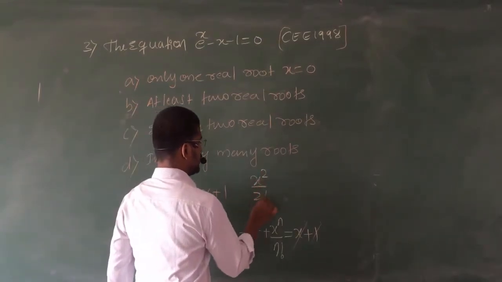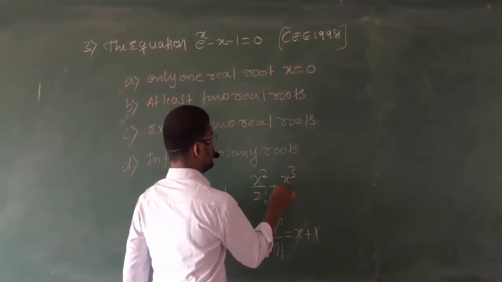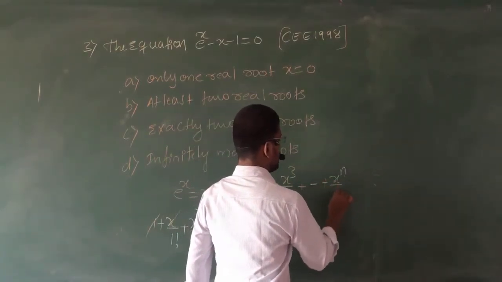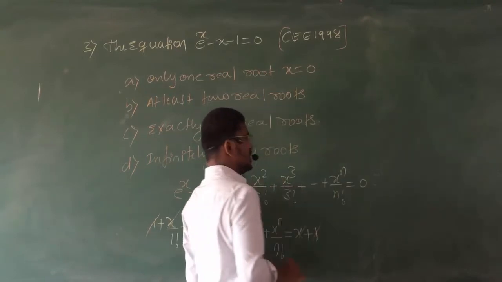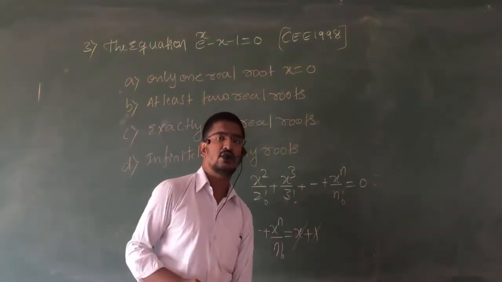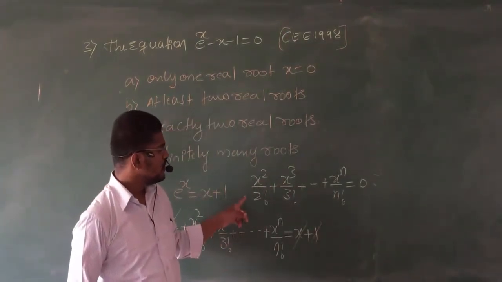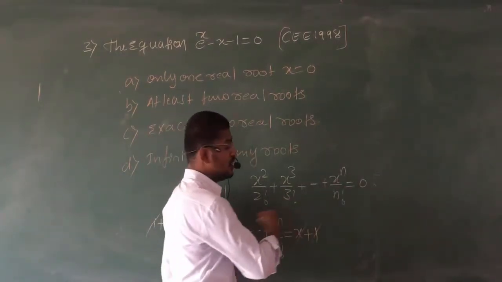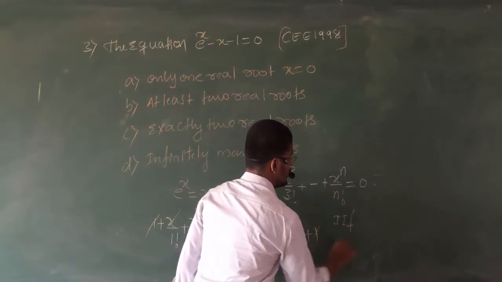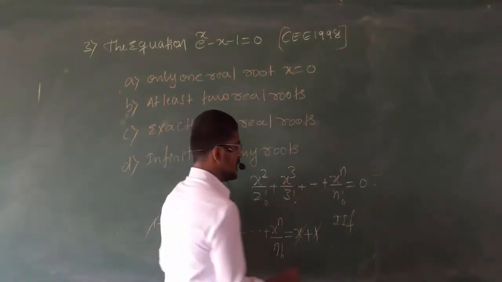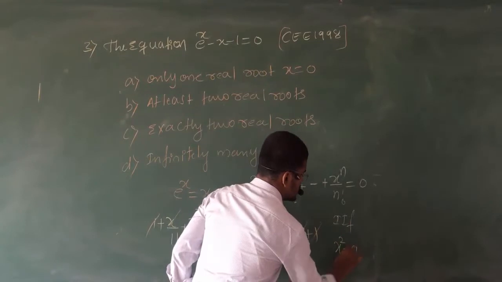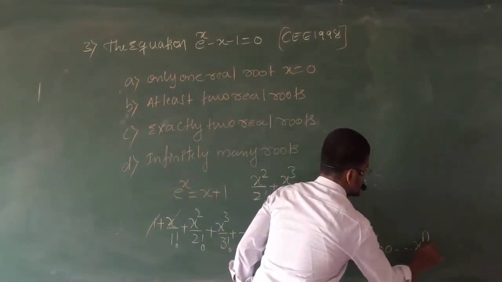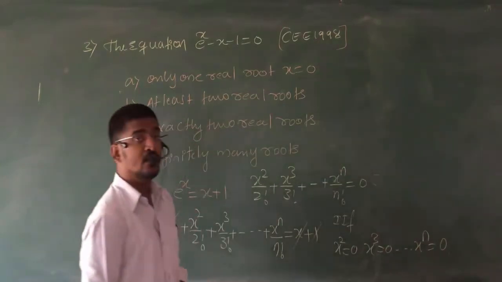x square by 2 factorial plus x cube by 3 factorial plus so on to x raised to n by n factorial equal to 0. These terms you are going to have. So, if I take these terms equal to 0, this is possible if and only if x square equal to 0, x cube equal to 0, so on to x raised to n equal to 0.